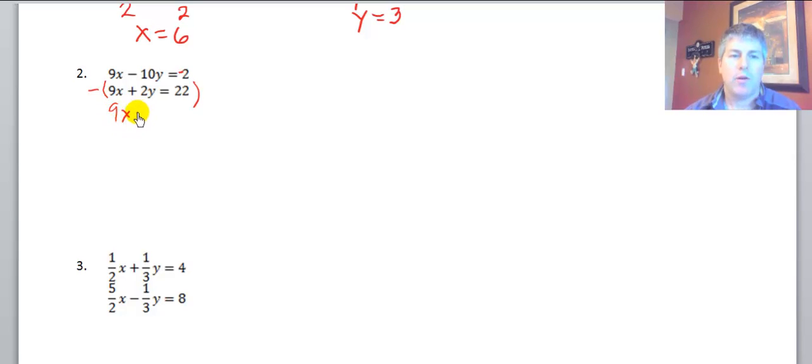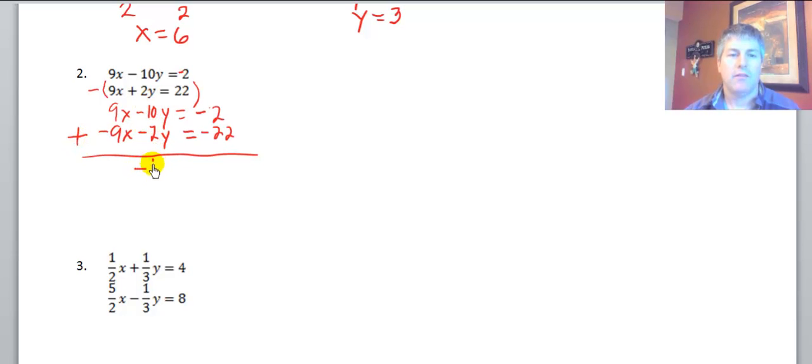So I'll rewrite the top one: 9x minus 10y equals negative 2. And the bottom one becomes negative 9x minus 2y equals negative 22. Now I have equal and opposite coefficients. The x's are going to drop out when I add the system. So negative 10 and negative 2 is negative 12y equals negative 24. Divide by negative 12, and we get y is negative 24 over negative 12, which is a positive 2. So now I know that y is 2.